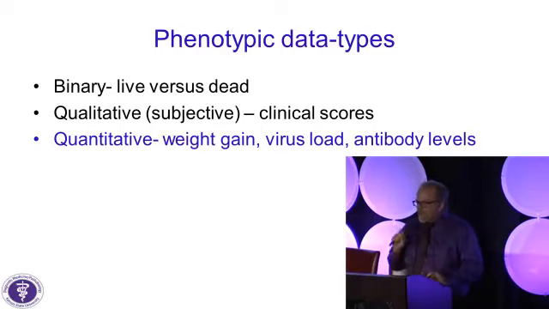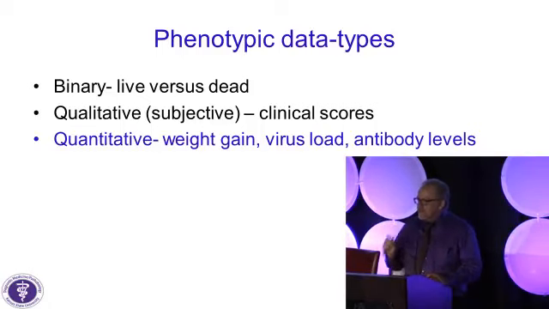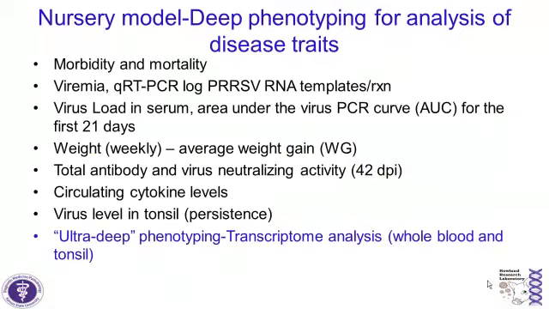We also, to some degree, look at qualitative data. This is more hard to work with because things like clinical scores are a little subjective. But I'll talk about clinical scores in a moment when we look at disease phenotypes. And that's, again, some of the work that was done by Megan Niederwerder originally. But the best phenotypic data is data that is quantitative. And so we can measure things like weight gain, virus load, antibody levels. And these seem to be the best type of data for these types of studies.